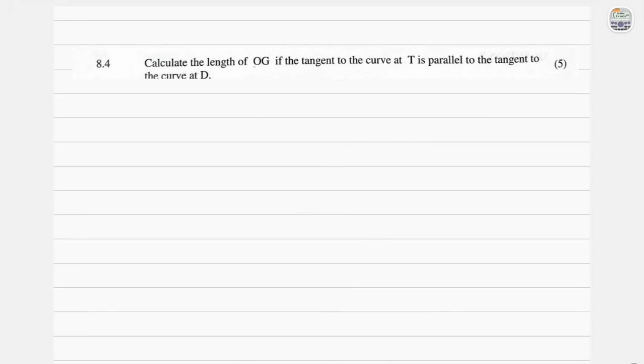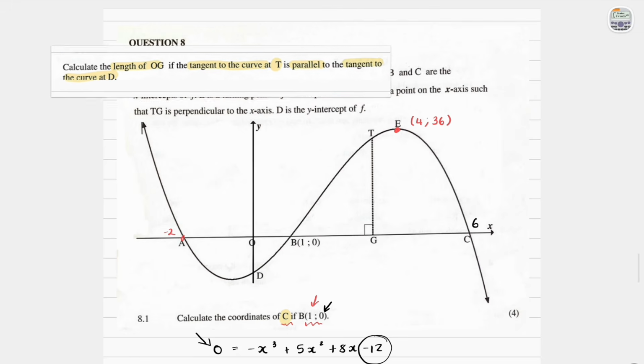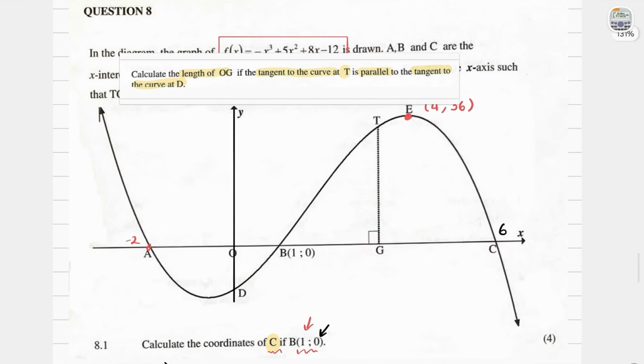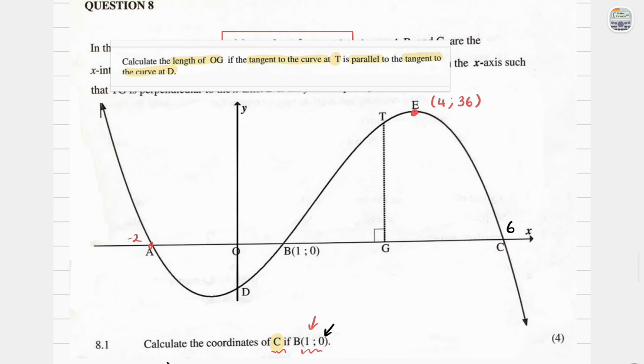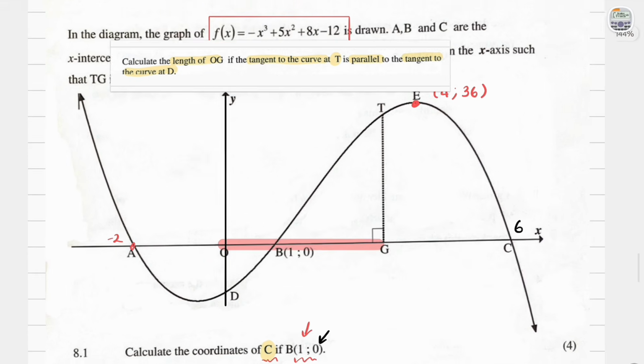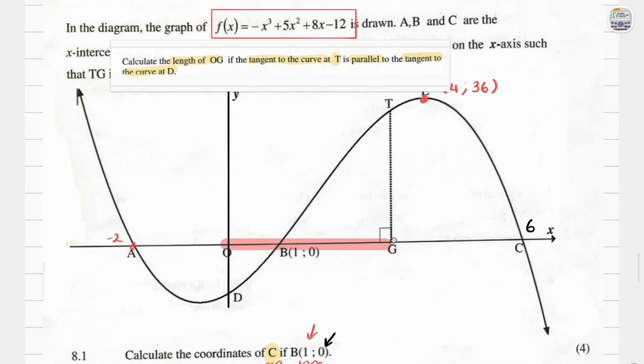Question 8.4 says, calculate the length of OG if the tangent to the curve at T is parallel to the tangent to the curve at D. Okay, so let's look at this, and I'm just pinning this to the screen, and let's see what they mean by this. So the main goal is to find the length of OG. So we need to find the length of this line. And you see that in order to find the length of that line, you just need to know what that x value of G is. And to find the x value of G, you need to know the x value of T, since they are vertically in line, meaning they share the same x value.